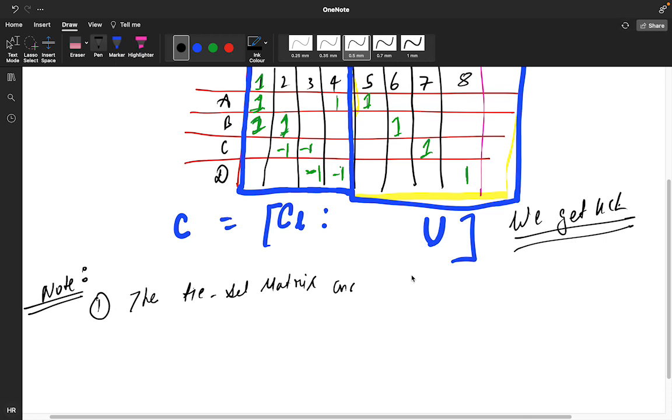Just wait for a minute. My pen is not working. Yeah, it's working. So the tie set matrix and cut set matrix are linked to each other.